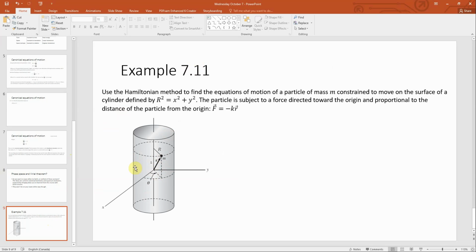Okay, we'll be finishing up the lecture covering example 7.11, and that is when the motion is constrained to move on the surface of a cylinder, but you have a force that's always going back to the center, x, y, z equals 0. And we'll see what that equation of motion is.